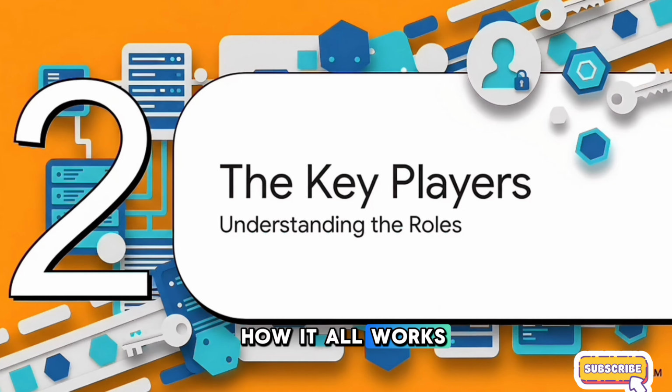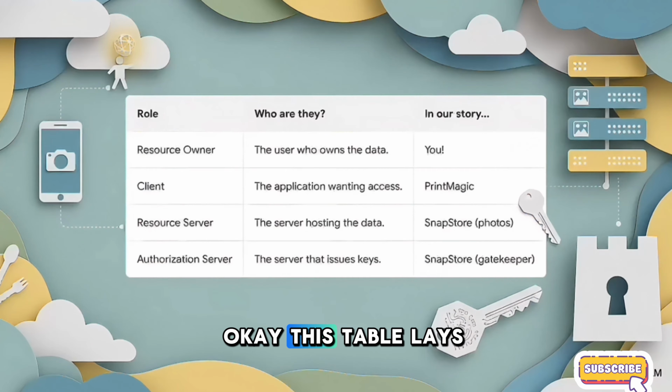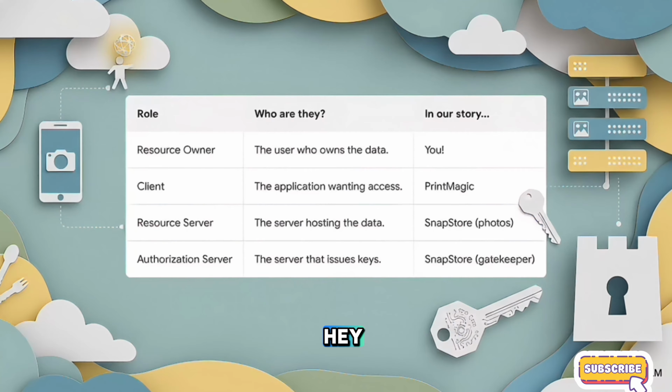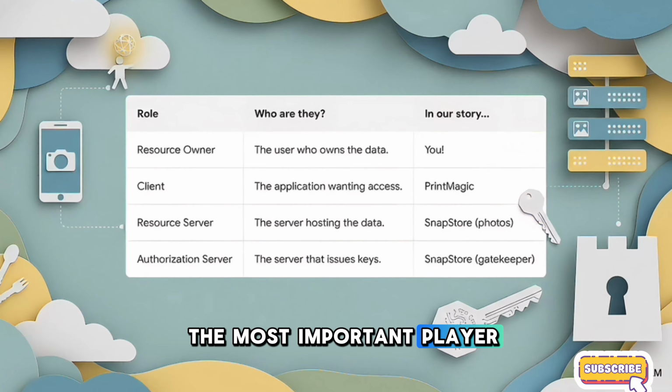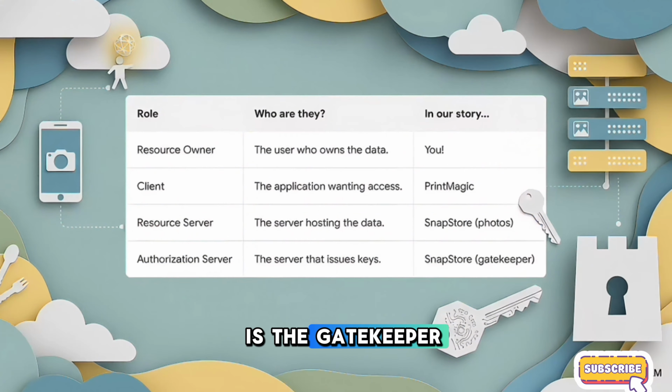Now, before we see how it all works, we've got to meet the cast of characters. In every single OAuth transaction, there are 4 key roles that are part of this elegant, secure little dance. Okay, this table lays it all out perfectly. First, there's you. You are the resource owner because, hey, they're your photos. Then we have the client, which is PrintMagic, the app that wants to get access. The resource server is just the computer where your data is actually stored. So, SnapStore's photo servers. And finally, the most important player, the Authorization Server. This is the gatekeeper, the bouncer, the one who actually issues the special keys. In our story, this is also part of SnapStore.